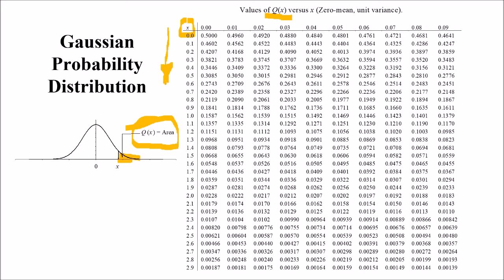It starts at 0.0 and increases, and the highest number in this form of the table is 2.9. And then across the columns is the second digit of accuracy. So we start at x equals 0.00, and we get the area under the curve is 0.5.